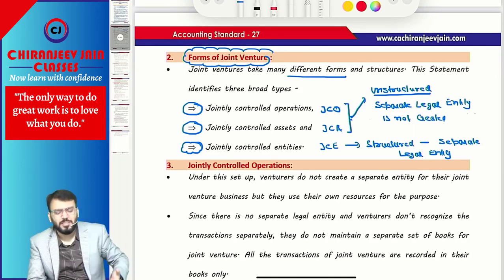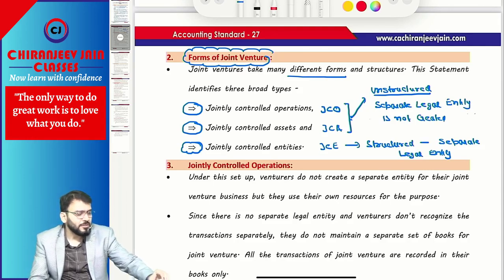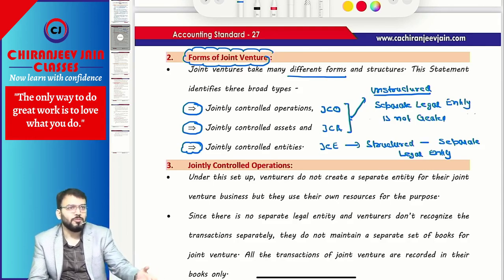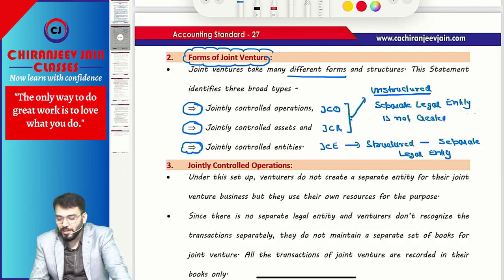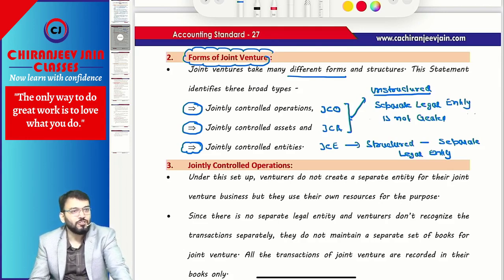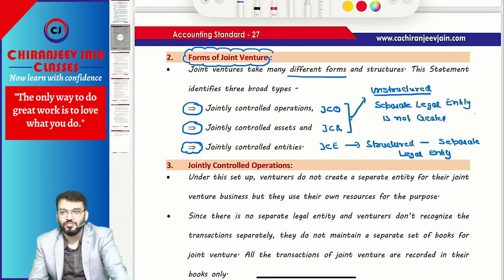Let me take one example of JCO. Suppose you become a chartered accountant. You came to me and said, sir, you teach only accounts, but I can teach all the other subjects of Foundation: mathematics, law and economics. These are the three subjects, right? You all came to me and said, you teach accounts, we will teach all other subjects. Let us create a JCO.